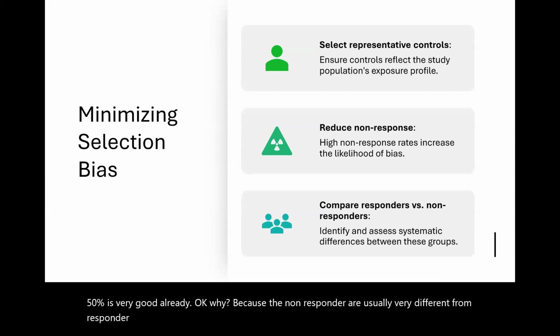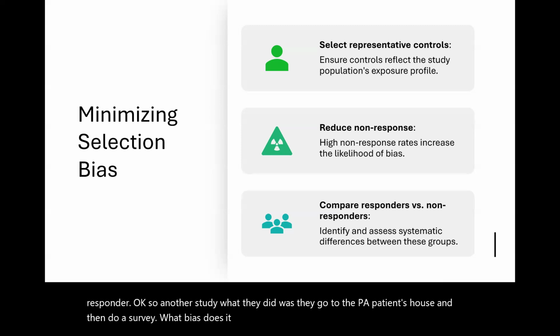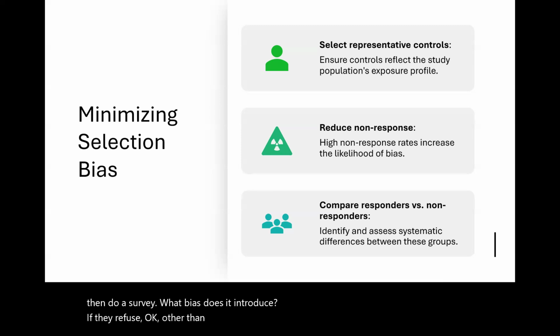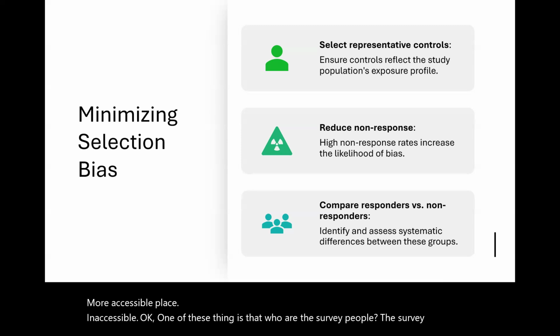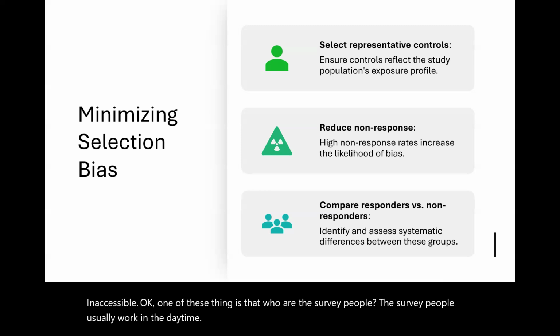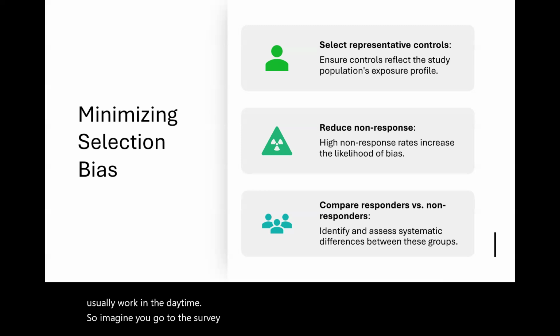Okay, so another study, what they did was they go to the patient's house and then do a survey. What bias does it introduce? If they refuse, okay, other than that, what else? More accessible place. What's the problem of going to the house? Inaccessible. Okay, one of these things is that who are the survey people? The survey people usually work in the daytime. So imagine you go to the survey houses and it's in the daytime during office hour. Who is at home?